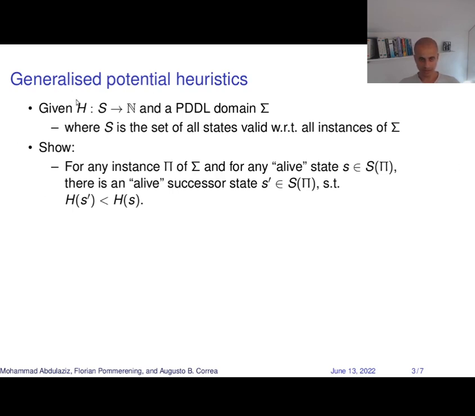The heuristics we consider, we denote them here with this capital H, and it maps, as you can see, the set of all possible states of instances of the given domain sigma to natural numbers. And I want to show for such a heuristic that for any instance pi of the domain sigma and for any alive state S valid with respect to the planning instance, there is an alive successor state S prime such that the value of the heuristic at S prime is smaller than the value of the heuristic at S. We refer to a function satisfying this condition as a descending heuristic. If we can prove that a heuristic is descending, that implies that this heuristic can solve any instance of the given domain in linear time using A-star search.